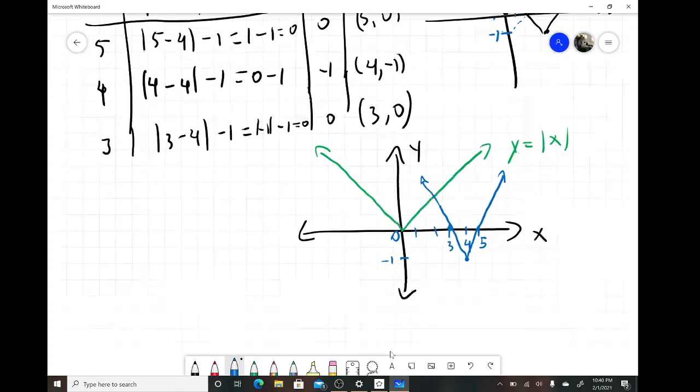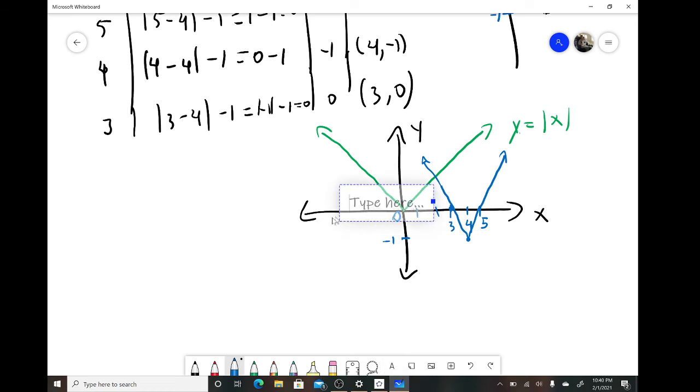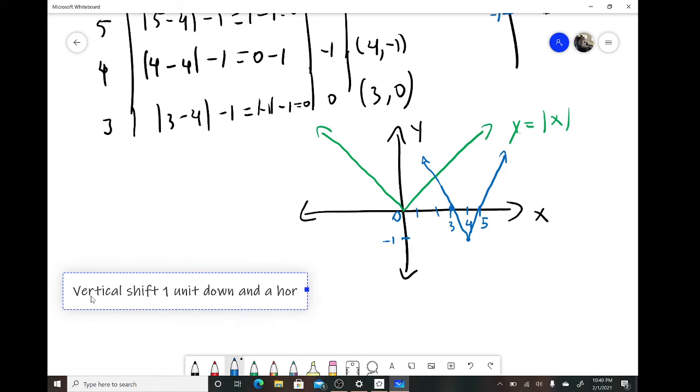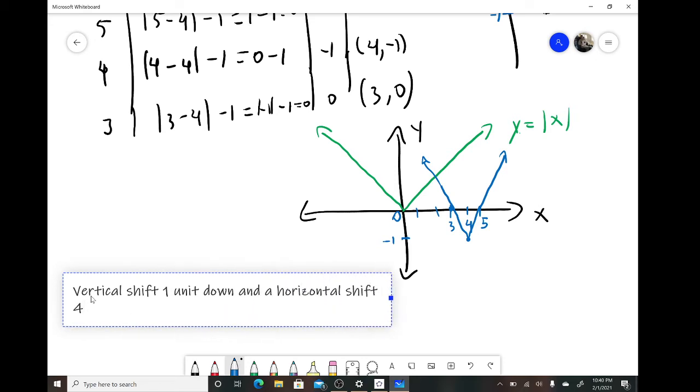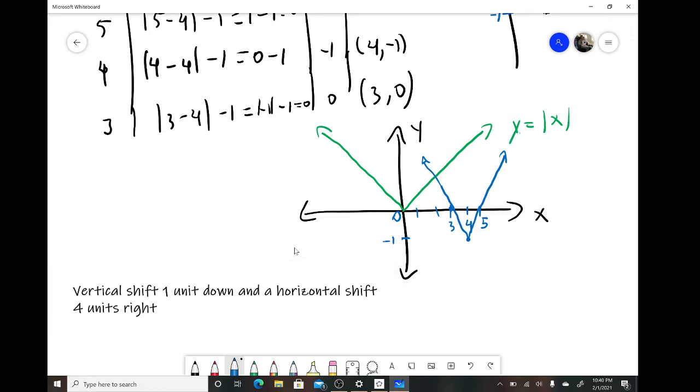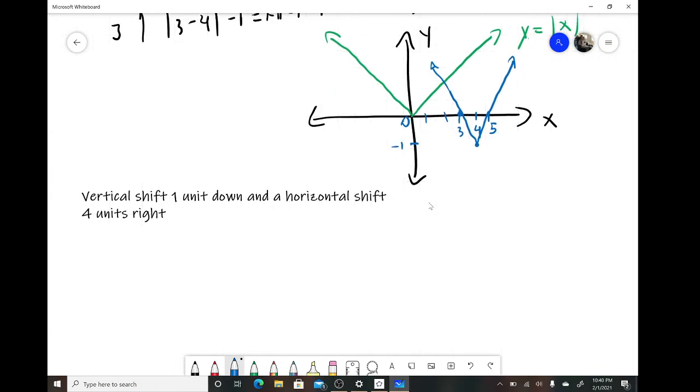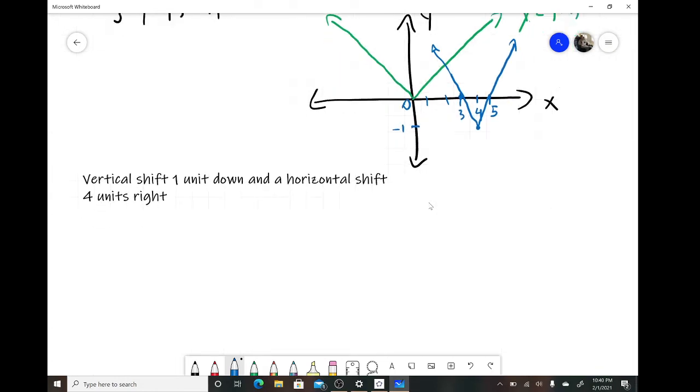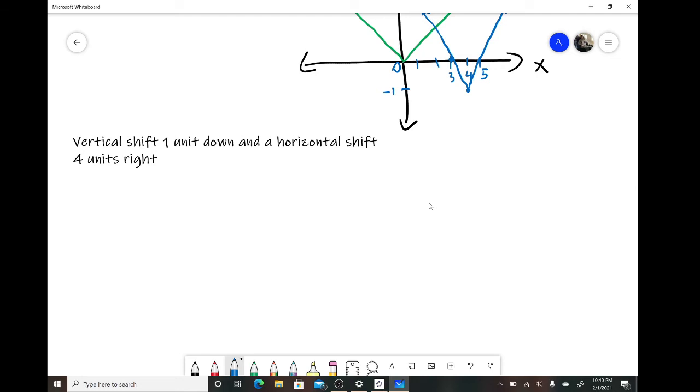So if you had to describe this on Maple, not on Maple, on MyMathLab, then you will say you have a vertical shift 1 unit down and a horizontal shift 4 units right. You could also say, 4 units right and 1 unit down, although typically the vertical shift goes first. But if you were to tell me, you move right and then up and down, that's fine. If you were telling me that.